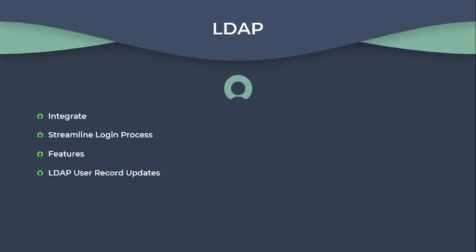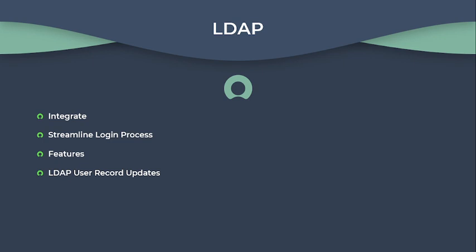Then LDAP. An LDAP integration allows your instance to use your existing LDAP server as the primary source of user data. Admins integrate with the Lightweight Directory Access Protocol, LDAP, directory to streamline the user login process and to automate admin tasks such as creating users and assigning them roles. An LDAP integration allows the system to use your existing LDAP server as the primary source of user data. Typically, an LDAP integration is also part of a single sign-on implementation.